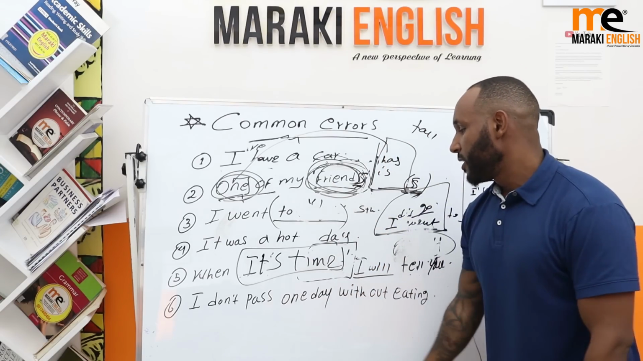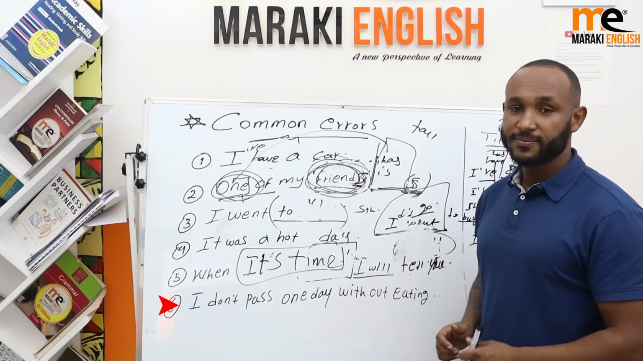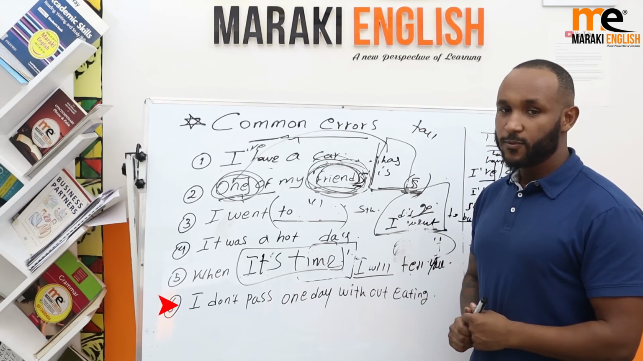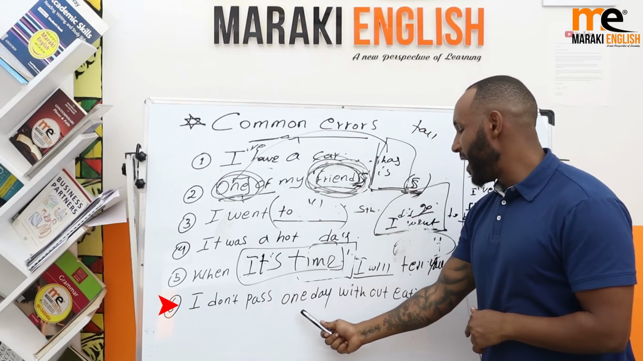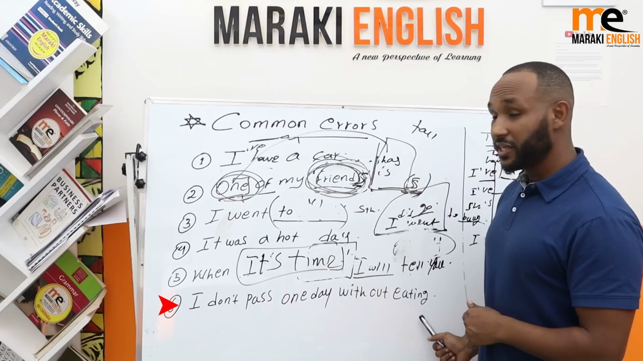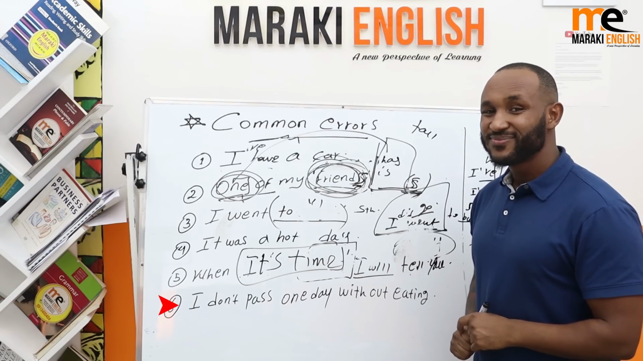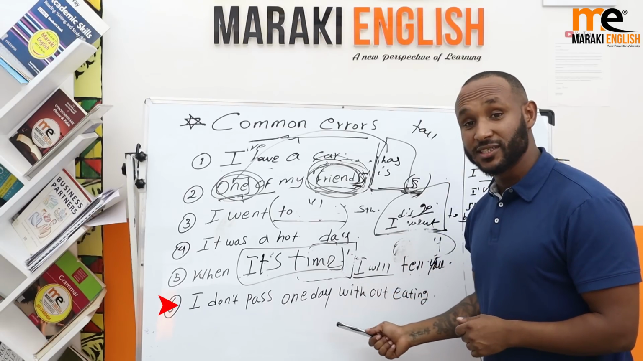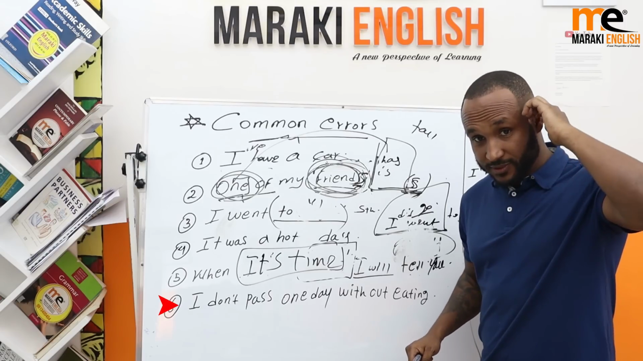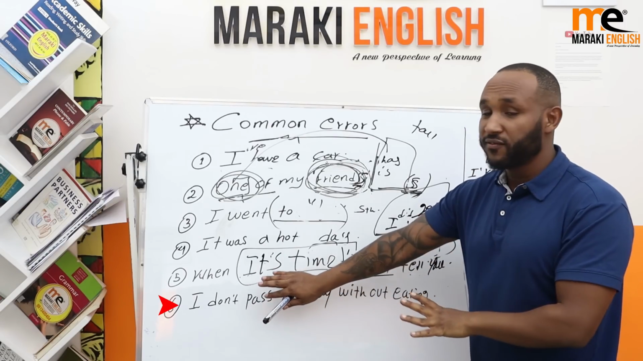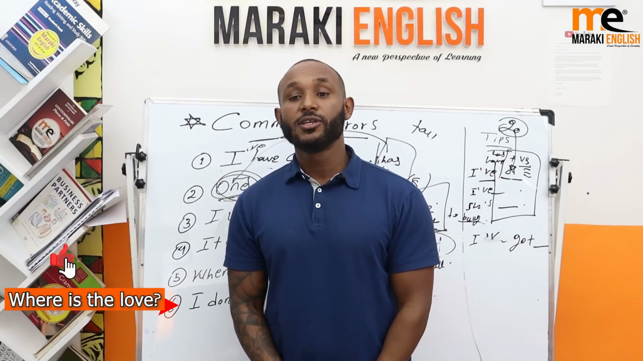Okay, last one. I don't pass, this is spoken. I don't pass one day without eating. What's the problem? Maybe I can't. I can't pass one day without eating. Nice. This doesn't have any grammatical issue. It's not a thing, but this is communicative English. I mean, you can just say this and people understand. But again, it doesn't sound natural.